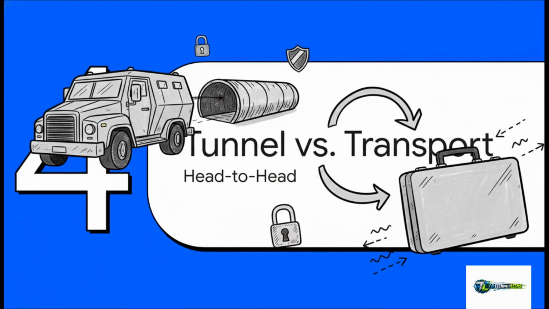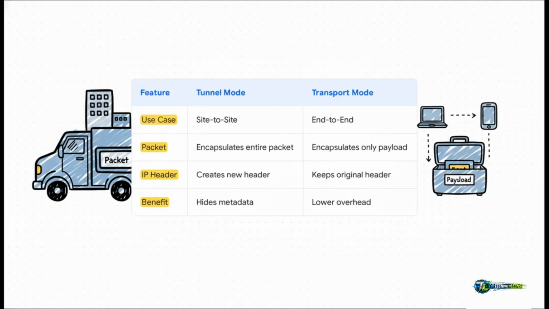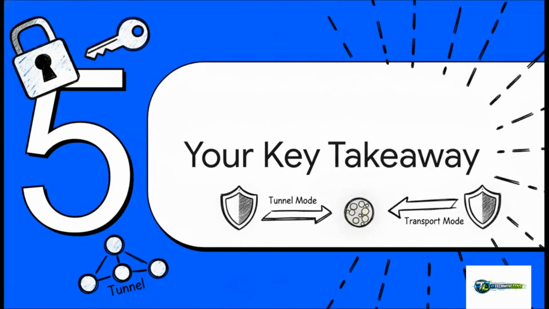All right, so we've met the armored truck and the secure briefcase. Now let's put them right next to each other to really nail down what makes them different. This chart really lays it all out, doesn't it? Over on one side, you've got tunnel mode, our armored truck. It's built for those big site-to-site connections, and its main superpower is creating that new IP header to hide who's talking to whom. Then, on the other side, you've got transport mode, our secure briefcase. It's perfect for direct end-to-end security because it's more efficient, but the trade-off is that the route your data is taking is visible.